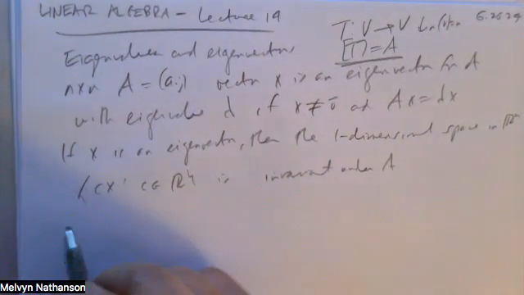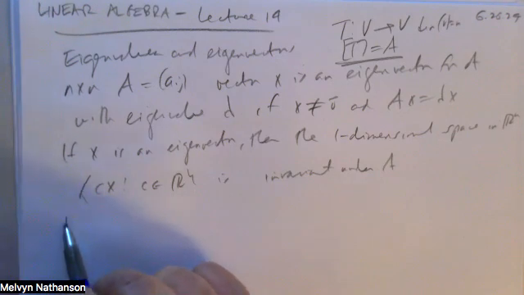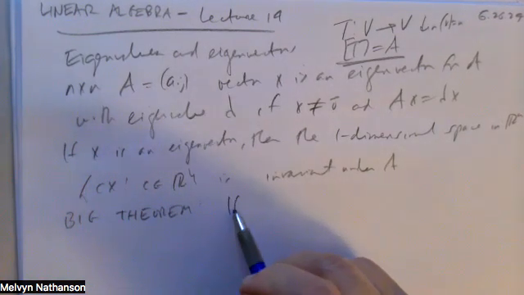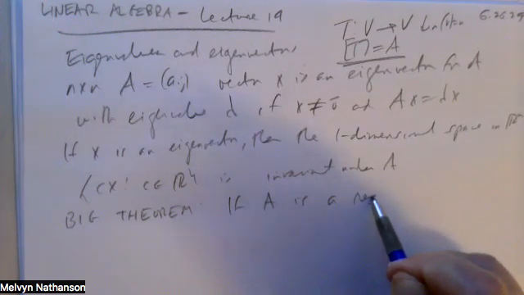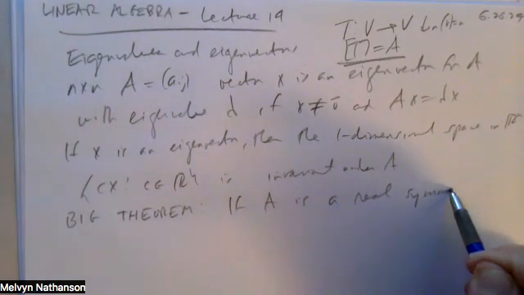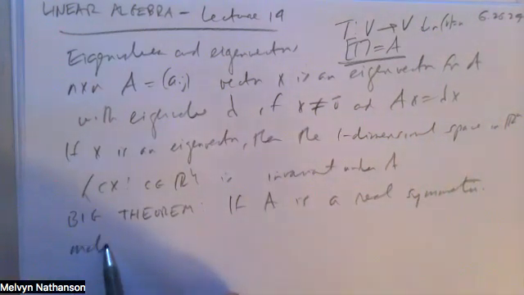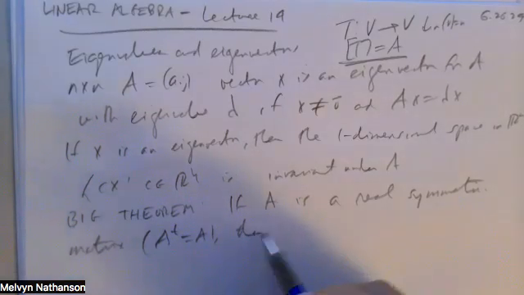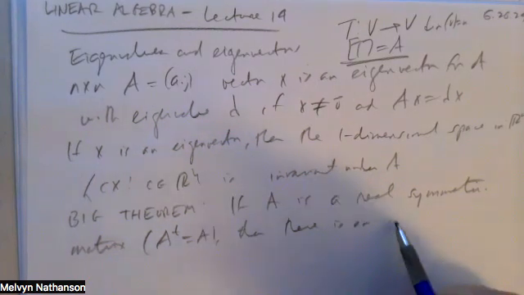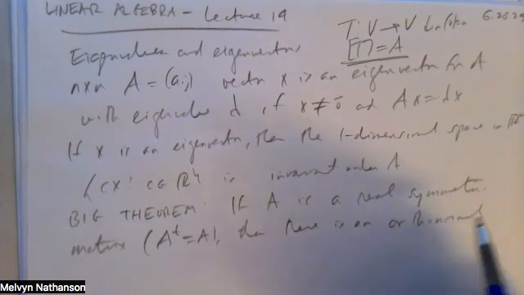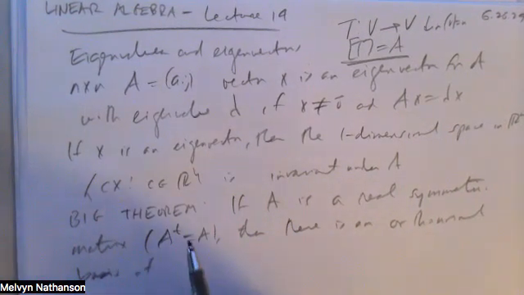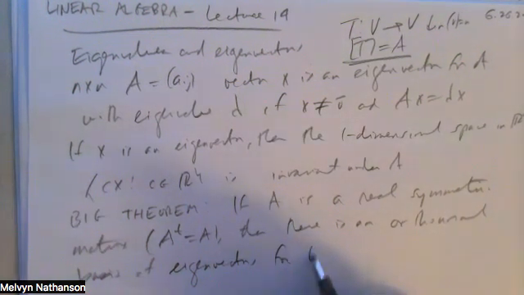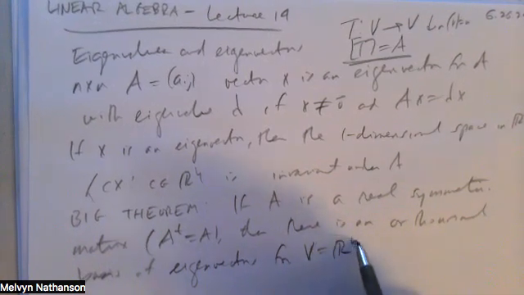And the one big theorem says that if A is a real symmetric matrix, symmetric means the transpose of A equals A, then there is an orthonormal basis of eigenvectors for the vector space V, or Rn in this case.